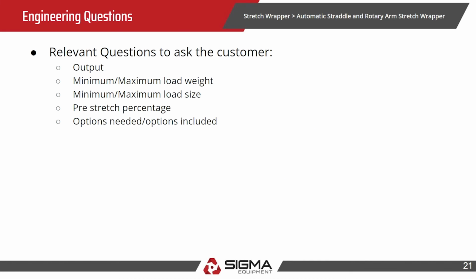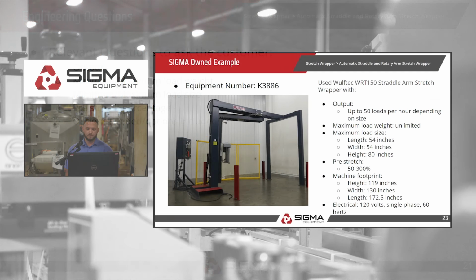These are some relevant questions that we could be asking our customers when buying or selling these pieces. This is going to be a Wolftech number K3886. As you can see on this one, it does have an extended pallet size range of up to 54 inches square with an output of 50 loads per hour.